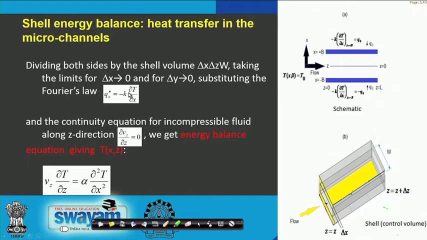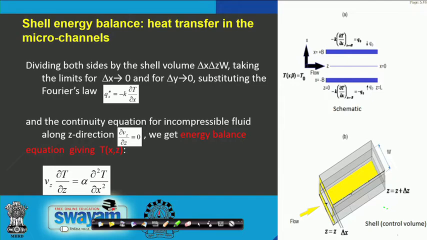Fourier's law, as you see, and we apply the continuity equation to derive the equation V_z ∂T/∂z equal to alpha into ∂²T/∂x². This governing equation will help you find the variation of temperature along the x axis and z axis.